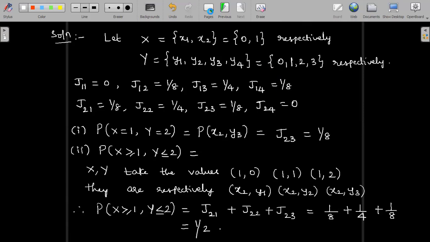Now thirdly, we have to find out probability of x less than or equal to 1 and y less than or equal to 2.